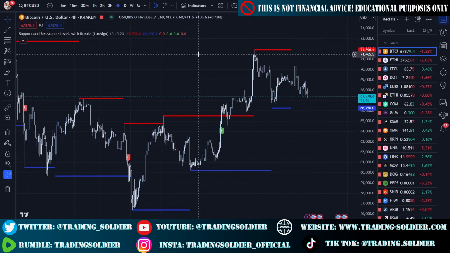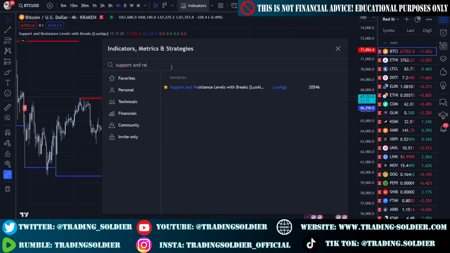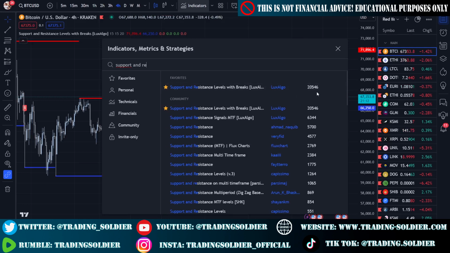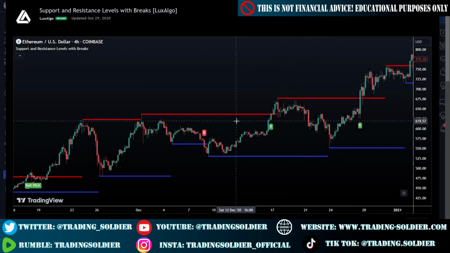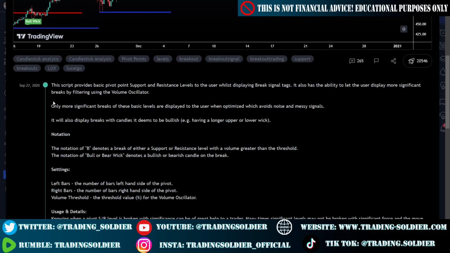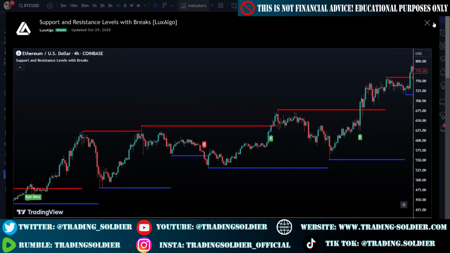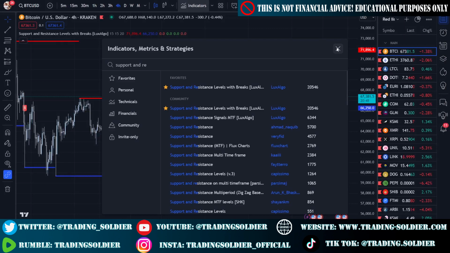To use this indicator in your TradingView chart, the first thing you have to do is go to the indicators tab and search for Support and Resistance Levels with Breaks by LuxAlgo, the one that has 20,000 people using it. Before using the indicator, I encourage you to read the description or the tutorial that LuxAlgo provides for free, explaining how the indicator works. It's a very simple, very brief description, so you can read it in 5 minutes. But in this video, you will see this indicator applied to your trading strategy, how it's used, and my opinion and personal experience.